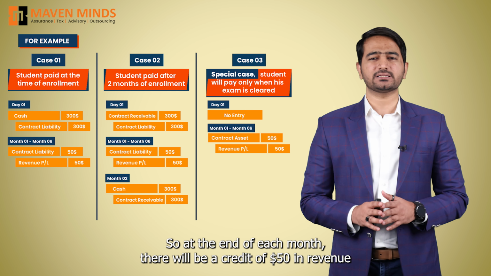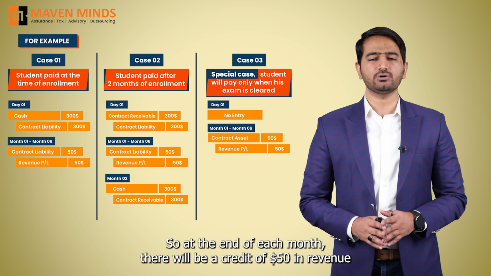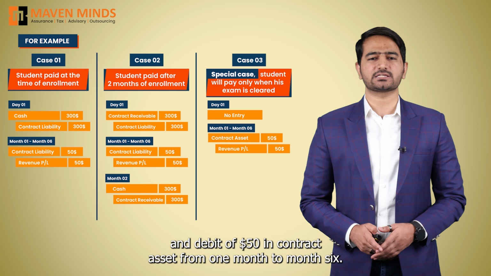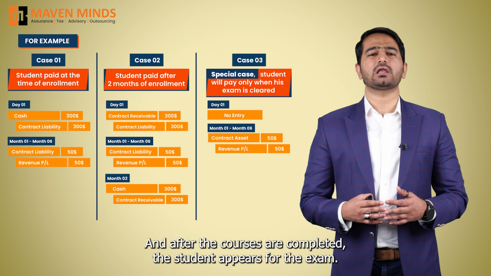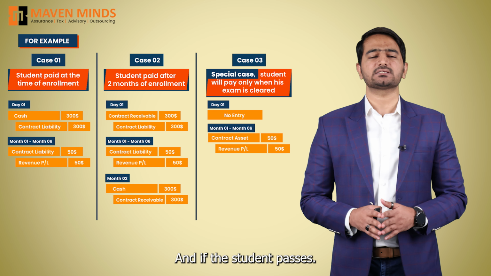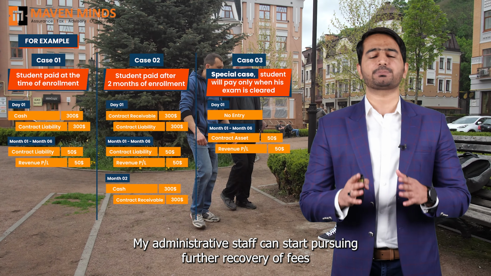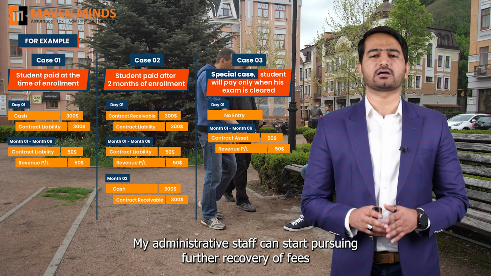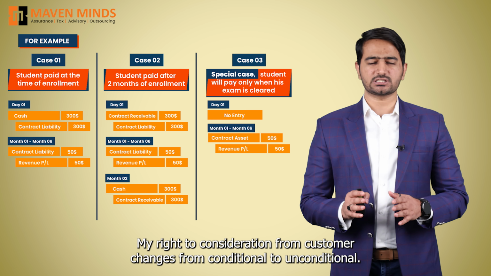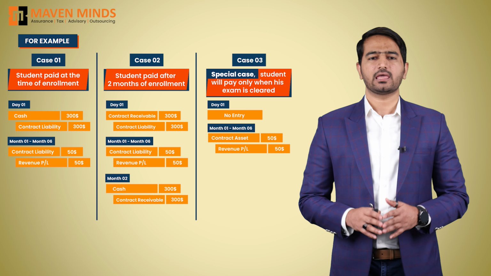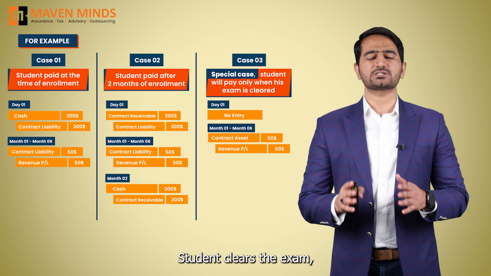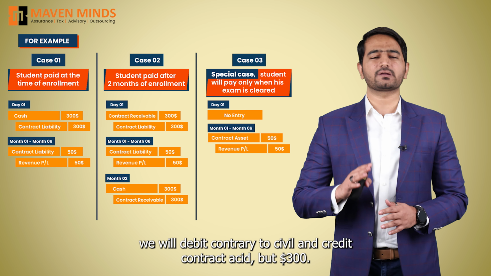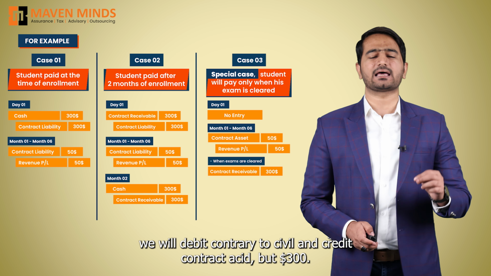So at the end of each month, there will be a credit of $50 in revenue and a debit of $50 in contract asset from 1 month to month 6. And after the course is completed, the student appears for the exam, and if the student passes, my administrative staff can start pursuing the recovery of fees from the student. On the day the student clears the exam, my right to consideration from the customer changes from conditional to unconditional. As soon as the student clears the exam, our right to consideration becomes unconditional. So when the student clears the exam, we will debit contract receivable and credit contract asset by $300.